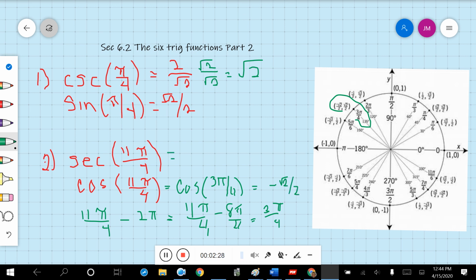So for the secant, I have to reciprocate that. So again, it's negative 2 over root 2. Rationalizing that, it's negative root 2.